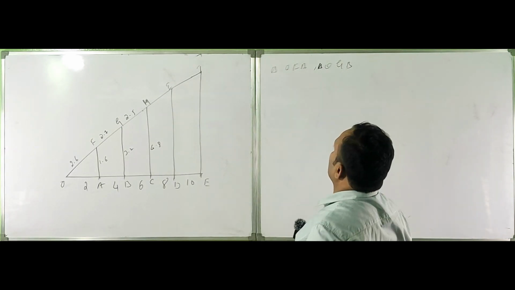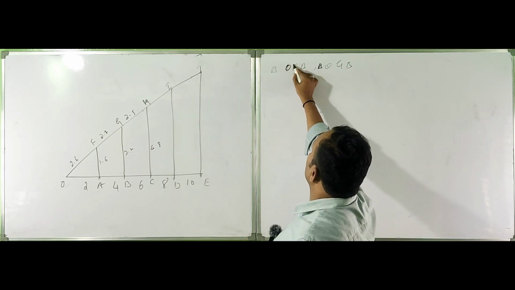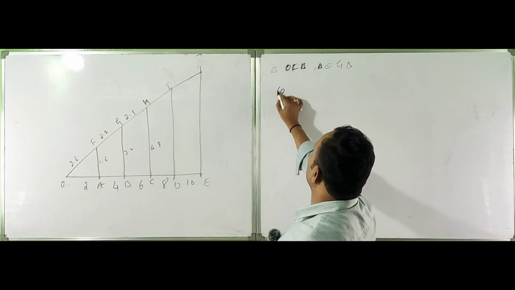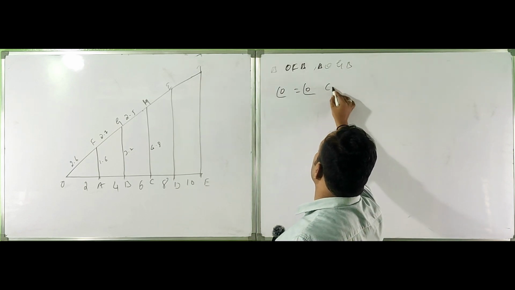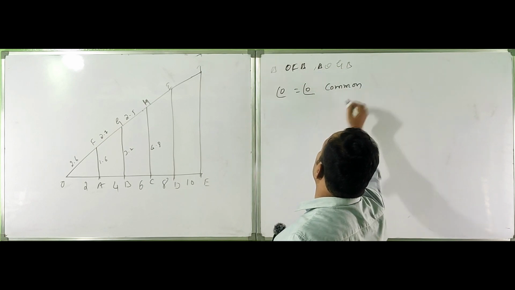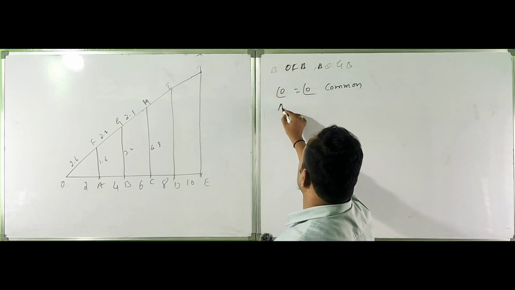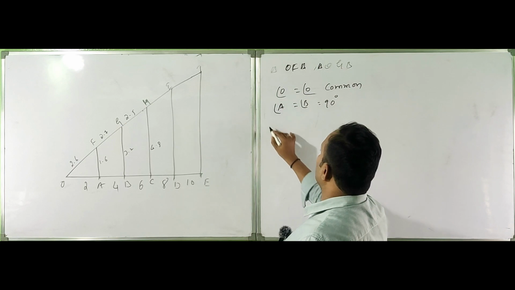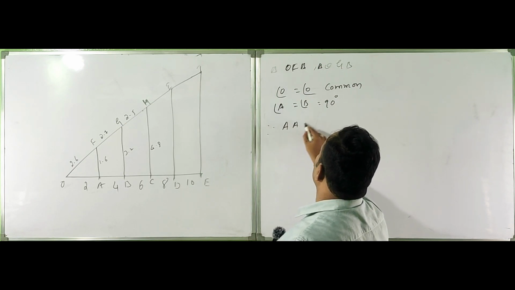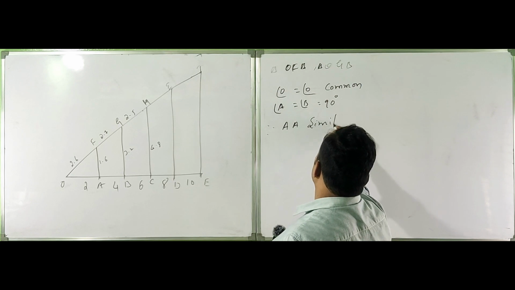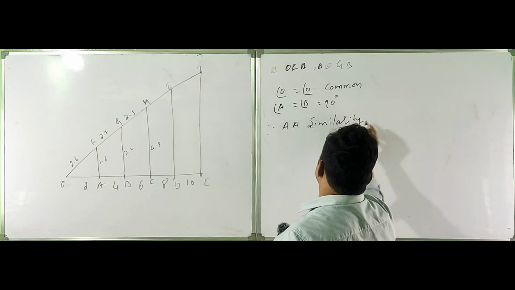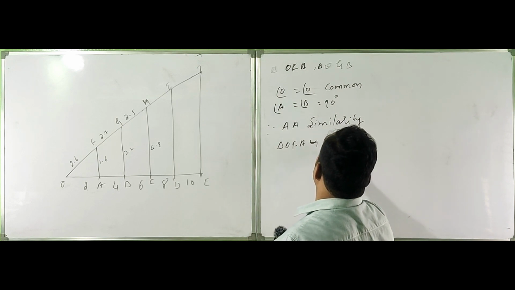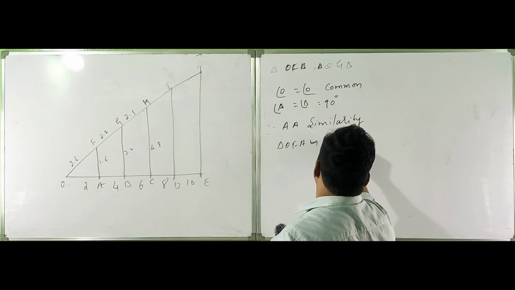Triangle O, F, A. Angle O is common. Writing it as a common angle. And angle A is equal to angle B is equal to 90 degrees, given. Therefore, by AA similarity, just the basics of the similarity principle, triangle OFA is similar to triangle OGB.